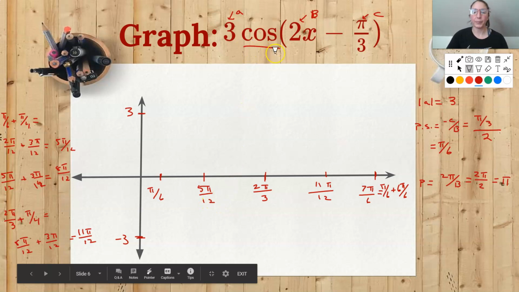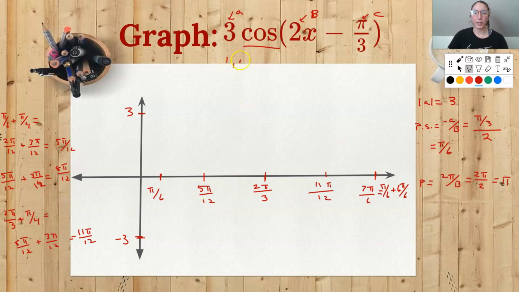I have cosine. Cosine goes 1, then it goes 0, then it goes -1, then it goes 0, then it goes 1. Okay, which is why we mark out 5 points. 1, 2, 3, 4, 5. So again, but instead of 1s, I'm going to switch out my 1s now for 3s. So I'm going to go 3, then 0, then -3, then 0, then 3. That's where amplitude comes in. That's what it does to the 1s. It multiplies each one of your y values by 3.